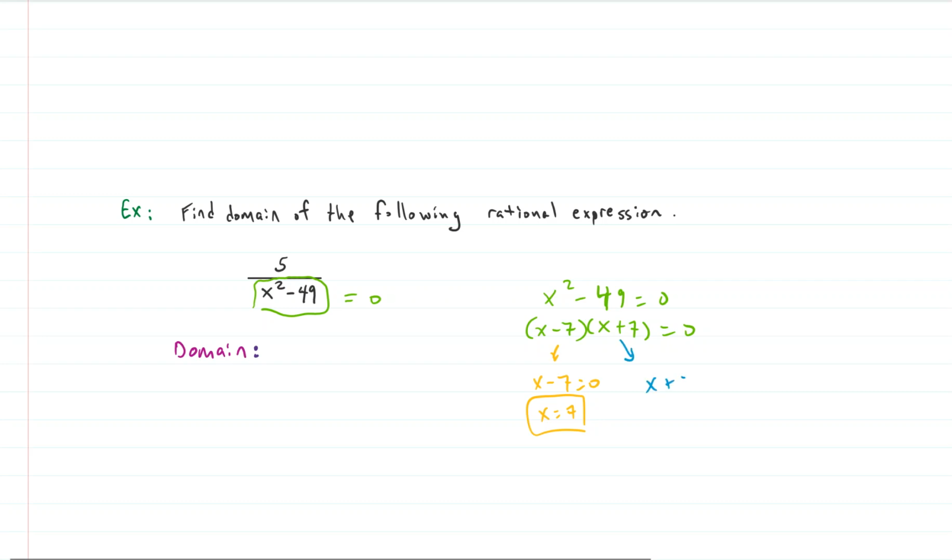So x plus 7 equals 0. We subtract 7 from both sides. That gives us x equals negative 7. And there's our second value that will give us 0 on the bottom, because negative 7 quantity squared is 49, and 49 minus 49 is 0. So our domain then, we can write as all real numbers, except x cannot equal 7 or negative 7.